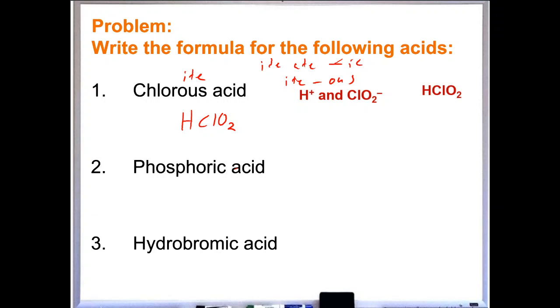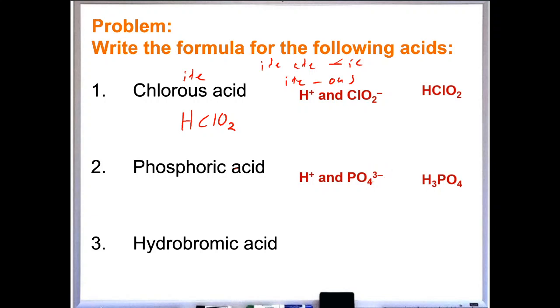Next one, phosphoric acid. Remember, ate to ic. So what do we have? We have H plus and PO4 3 minus. Remember, just go back and check your polyatomics if you're not sure. So what do we end up with? H3PO4. Why the 3? Make sure we pay attention to this. This polyatomic is 3 minus, and I'm writing the bars there just to indicate that's what I'm talking about. So I need 3 H plus to balance out the 3 minus. That's why we put 3.